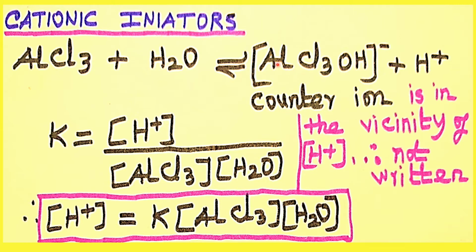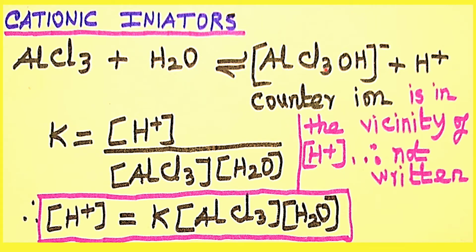This H plus ion, this cationic species, is in the vicinity of the counter ion. Therefore, the counter ion is not taken into consideration. For example, consider the equilibrium constant for the formation of cationic species from the cationic initiators, where water is called co-catalyst. This is a catalyst, this is a co-catalyst.